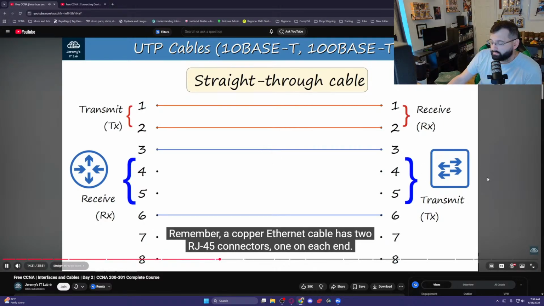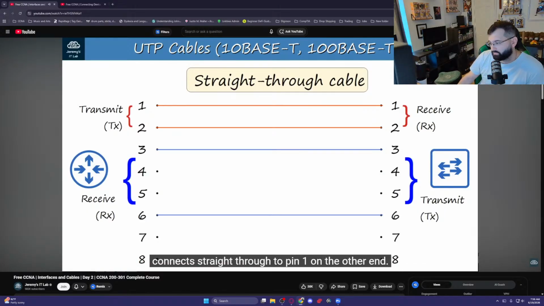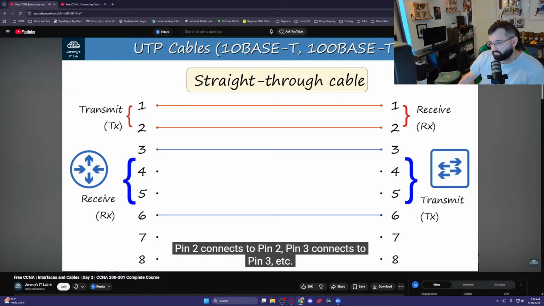Connectors, one on each end. This kind of cable is called a straight-through cable because pin 1 on one end connects straight through to pin 1 on the other end. Pin 2 connects to pin 2, pin 3 connects to pin 3, etc.